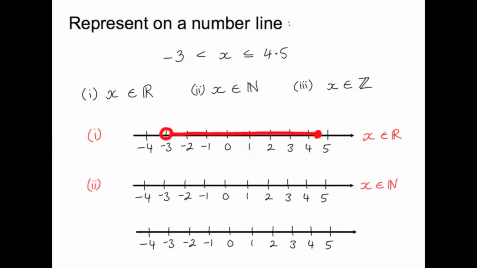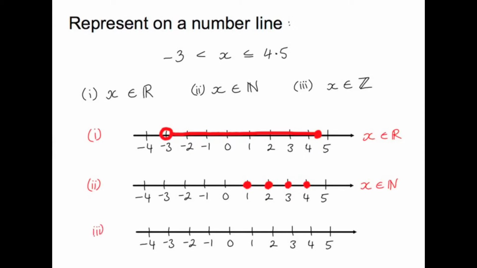Okay, in the second example, it's the same range of numbers. x is greater than minus 3 and less than or equal to 4.5, but this time it's only natural numbers. So it only includes the counting numbers less than 4.5. Well, counting numbers start at 1, 2, 3, 4, but doesn't include 5. So there's just 4 numbers in the answer to this. So that's represented by 4 dots.